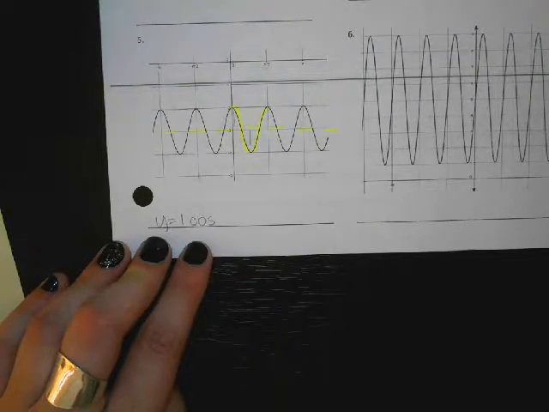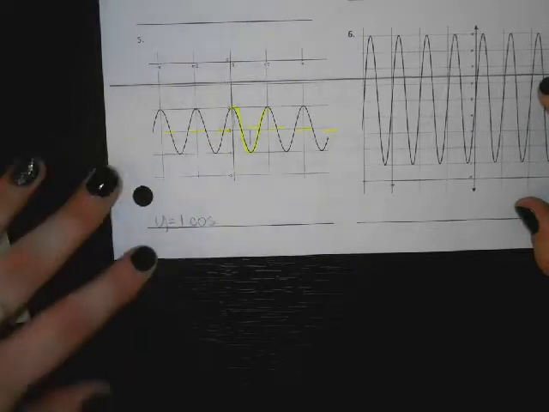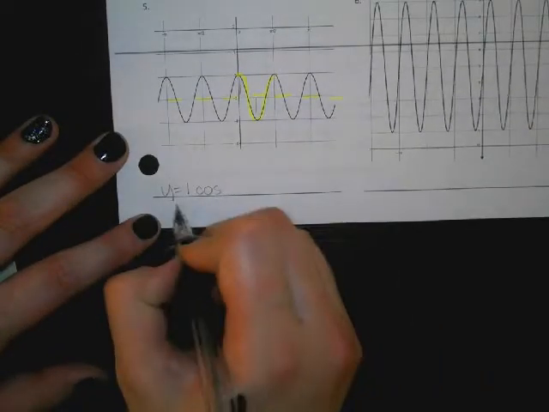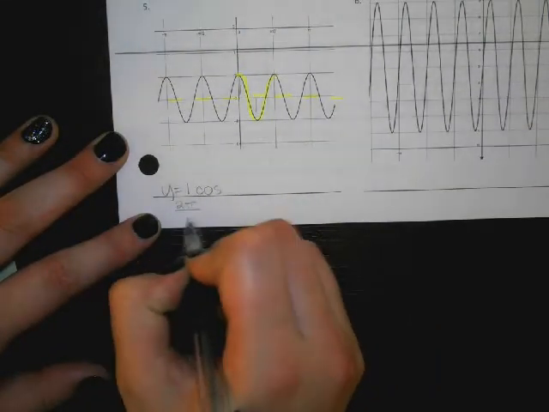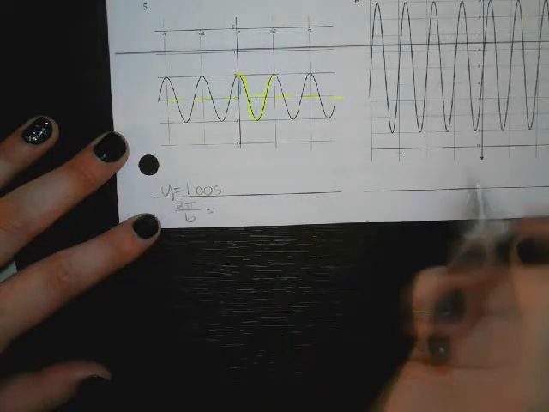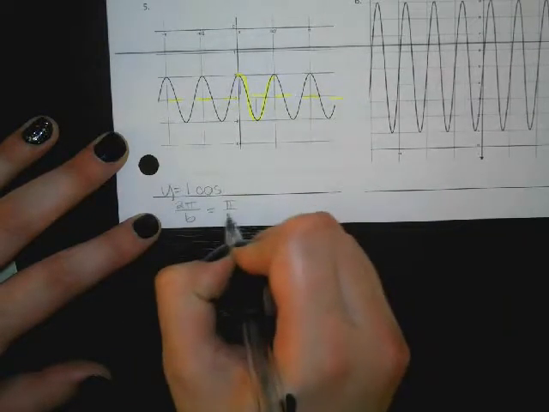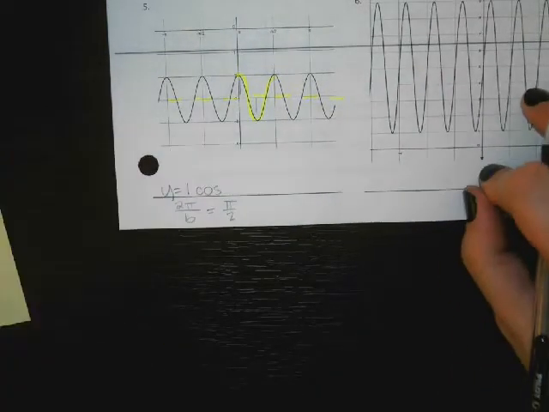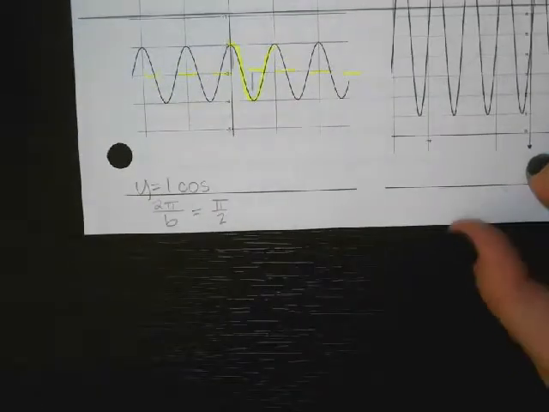And what's the period of this graph? Pi halves. So the formula is 2 pi over b. So we're going to say 2 pi divided by b equals pi over 2. And this one is not as easy to solve as the other one. 4.